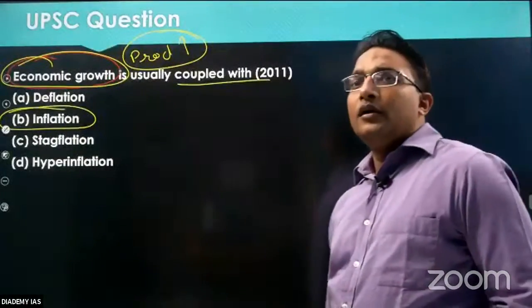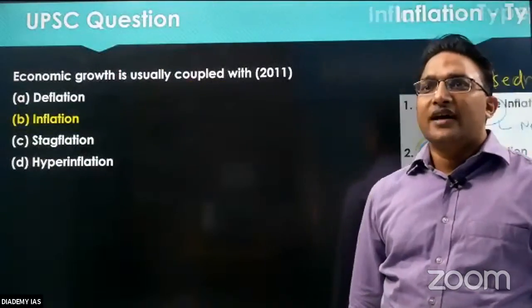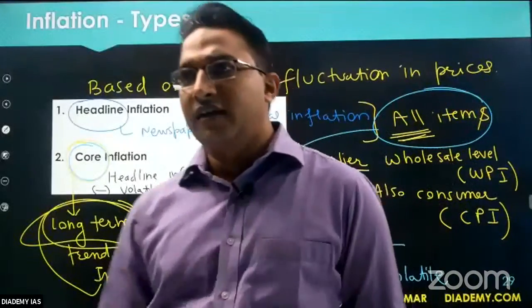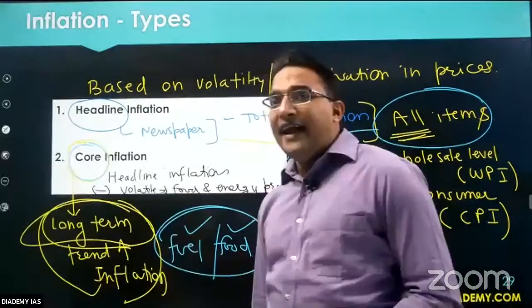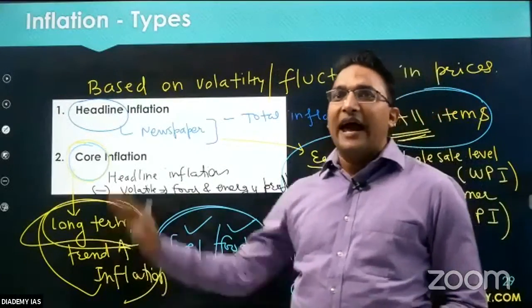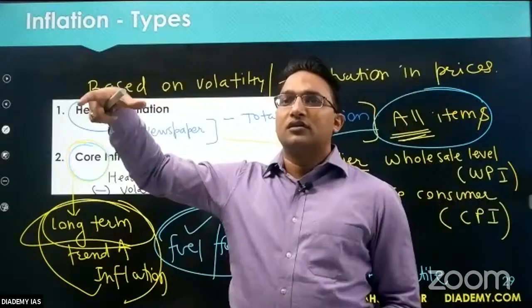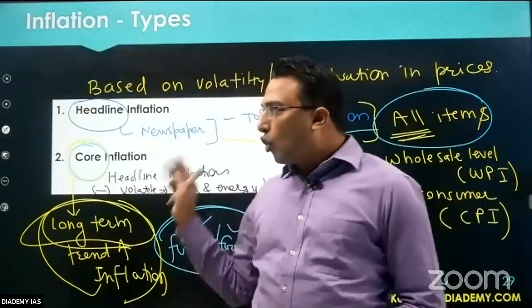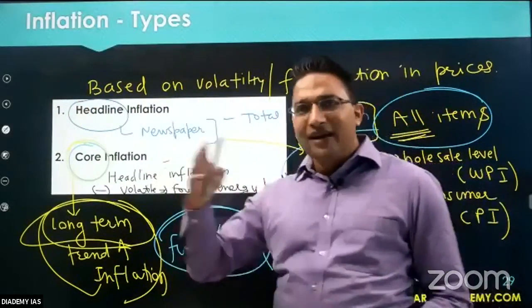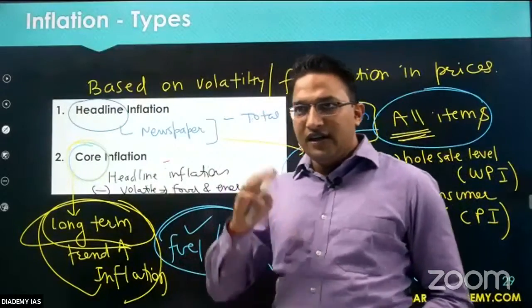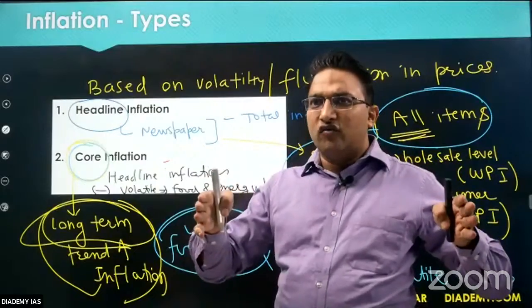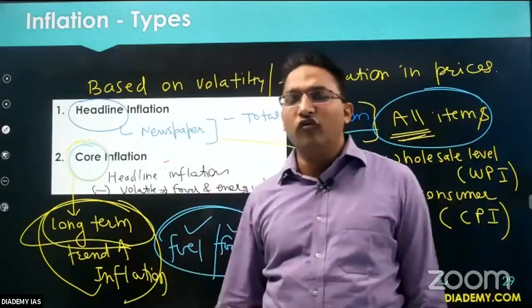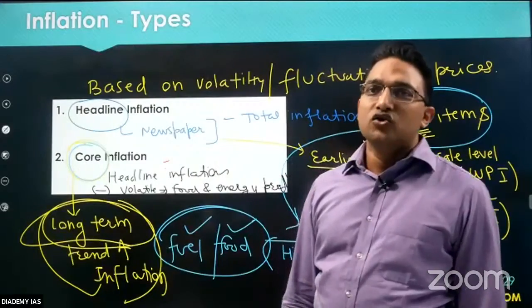Now previous year question again, which I have discussed in the past. Headline versus core inflation. What is the difference? Headline means total inflation, all the items of the inflation. Core means headline minus the volatile items. So in core inflation, what do we do? The inflation of total items minus the inflation of food and fuel, right? So that is core inflation.